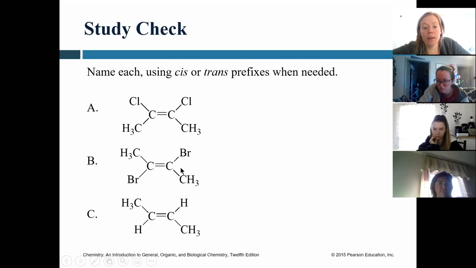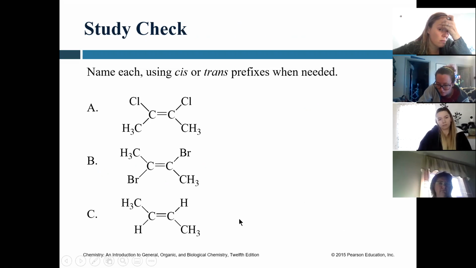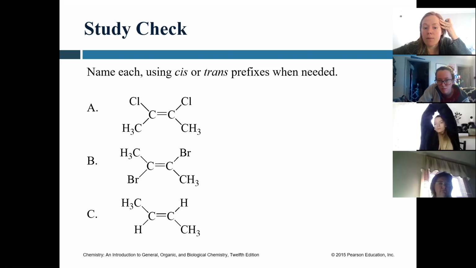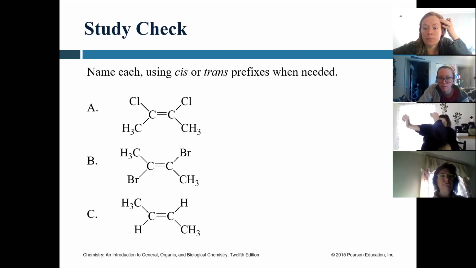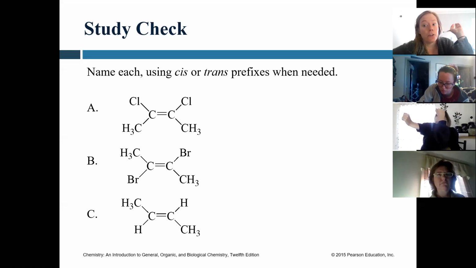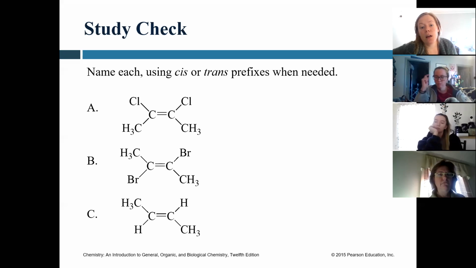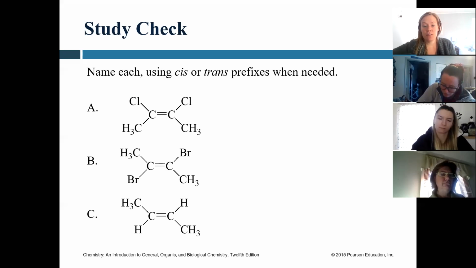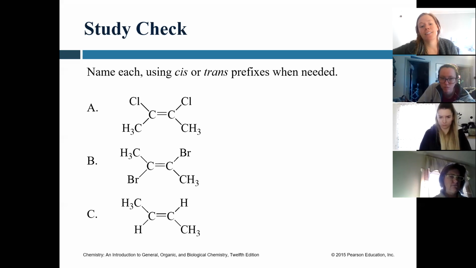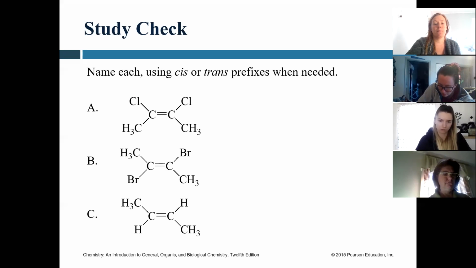All right, so looking at these here, I want you to name each one, and I want you to say whether it's cis or trans. So give me the full name too. I want you to go through and name the thing. Figure out what the longest carbon chain is, figure out if there's a double bond. There is in every one. Add accessories if need be. And then tell me if it's cis or trans.